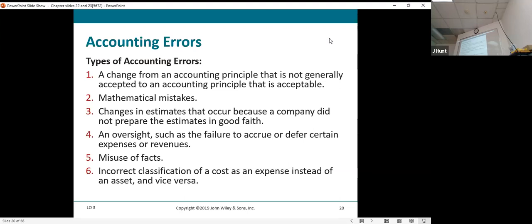Misuse of facts. So here, you get information, you apply it incorrectly, and that causes errors, right? So if someone tells me, oh, I had all these expenses in this fixed asset, and I look at the expenses and they're just repairs and maintenance, then hey, take that out of fixed assets, that should be expense.